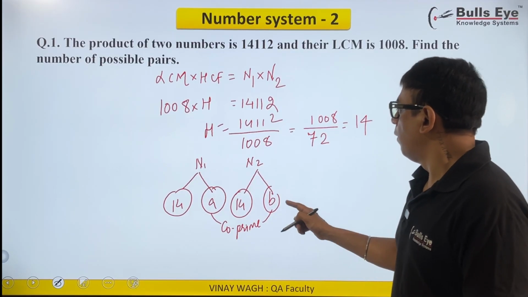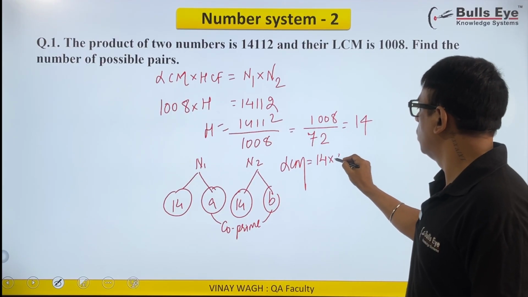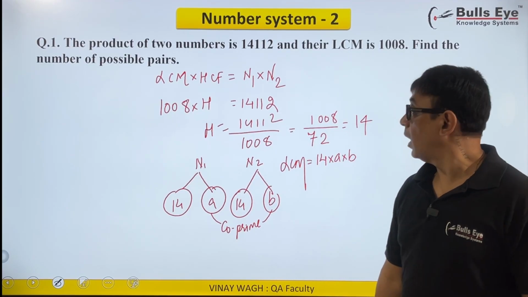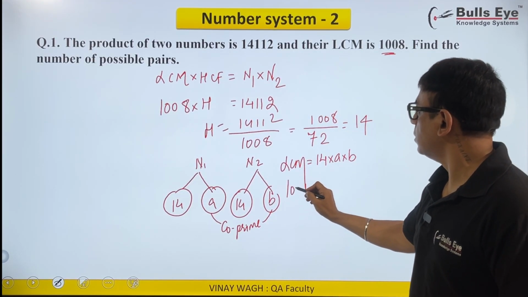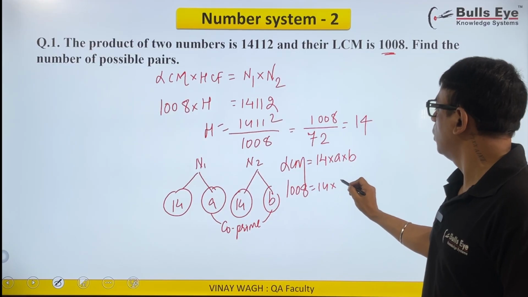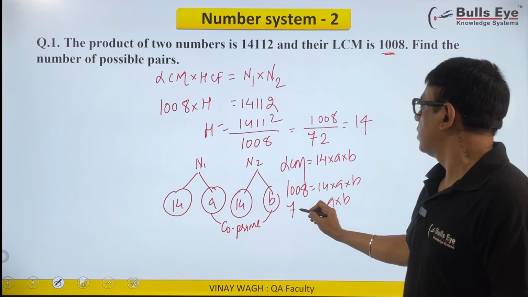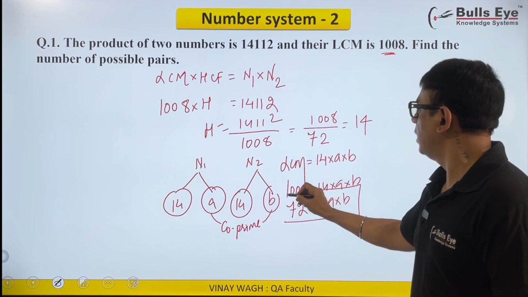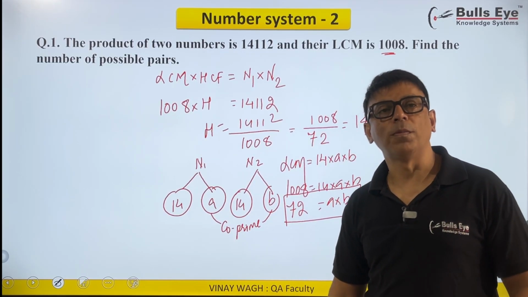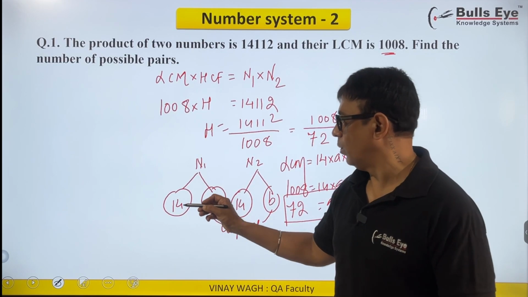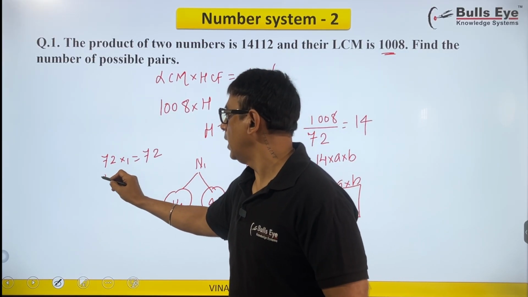All right, so from this we can deduce LCM is the HCF into the co-prime numbers. And we know the LCM is how much? 1008. That is 14 into A into B. So we get A into B as 72. And remember the statement: A and B are co-prime numbers. So how can we have two co-prime numbers with the product as 72? So it can be 72 into 1, and it can be 8 into 9.